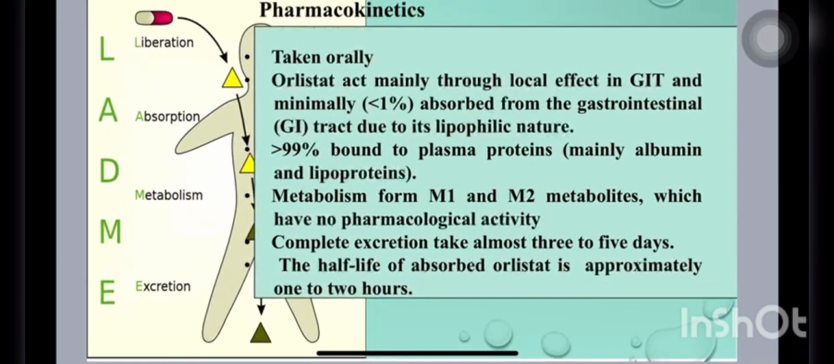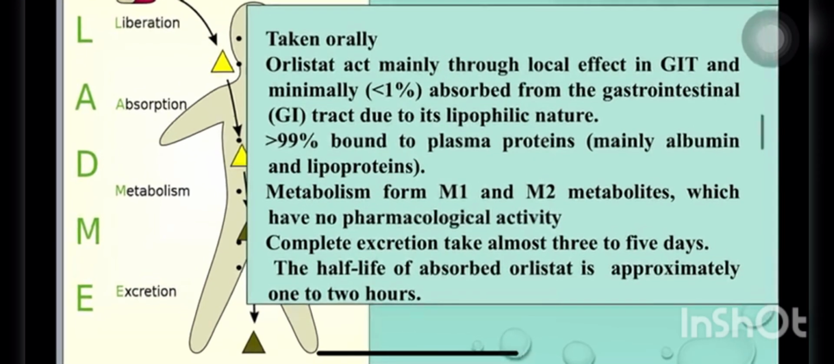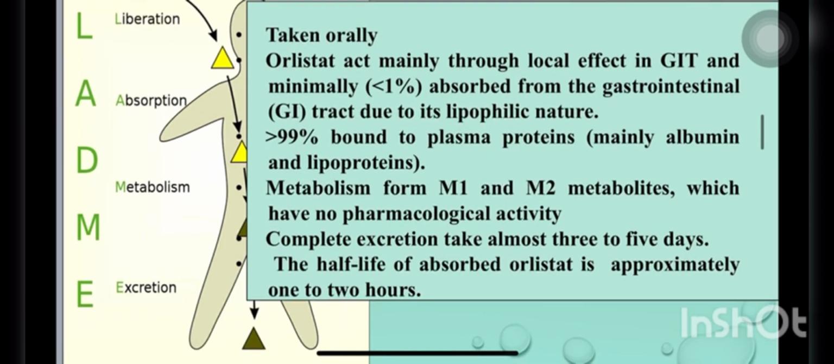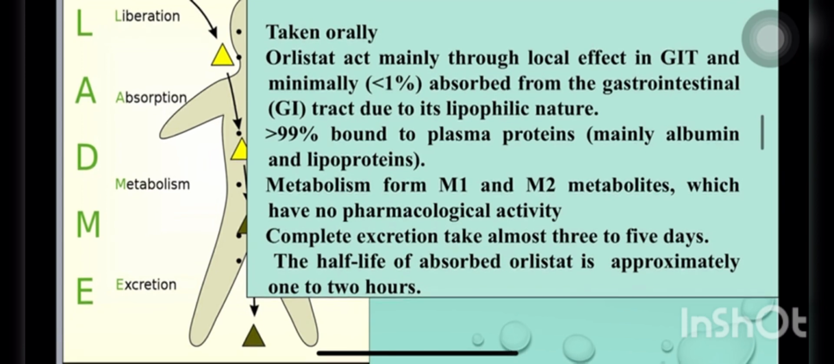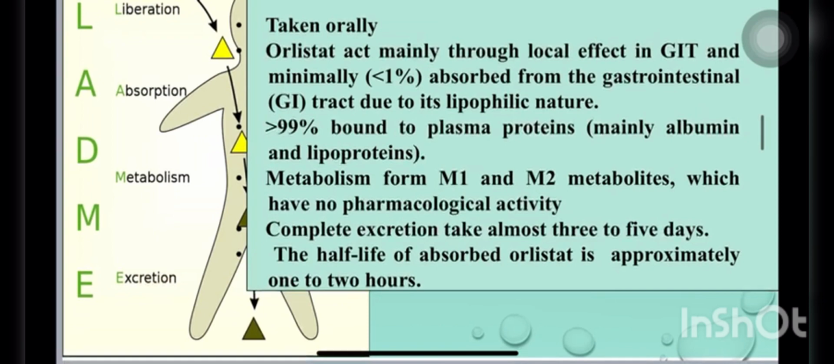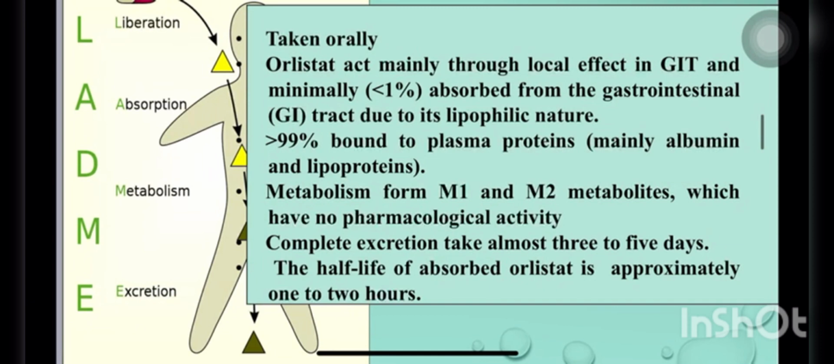Here is the pharmacokinetics of Orlistat, which includes liberation, absorption, metabolism, and excretion. Orlistat is taken orally. Orlistat acts mainly through a local effect in the GIT and is minimally absorbed from the GIT due to its lipophilic nature. Greater than 99% is bound to plasma proteins, mainly albumin and lipoproteins. Metabolism forms M1 and M2 metabolites which have no pharmacological activity. Complete excretion takes almost 3 to 5 days. The half-life of absorbed Orlistat is approximately 1 to 2 hours.